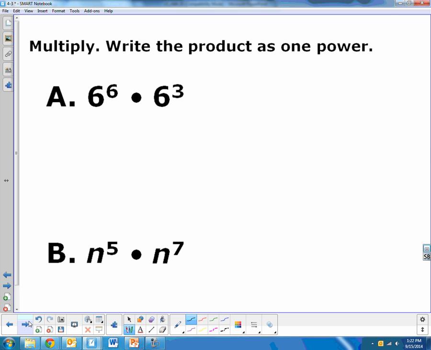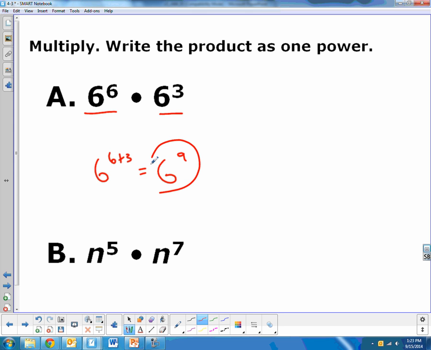Okay, so try these two on your own. Or pause it, try them on your own, and then I'll come back and we'll do them together. I'm going to assume you tried it on your own. So we've got 6 to the 6th times 6 to the 3rd. If I broke it apart and expanded it, I'd have 6 sixes here and 3 sixes there, and I would end up with 6 plus 3, which follows our algorithm to get 6 to the 9th power. So 6 to the 9th power would be 9 sixes total, and that would be your final answer.